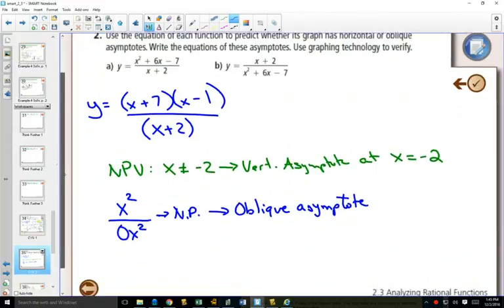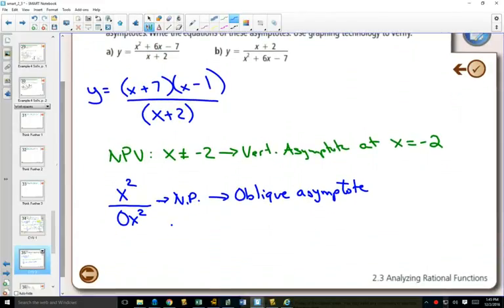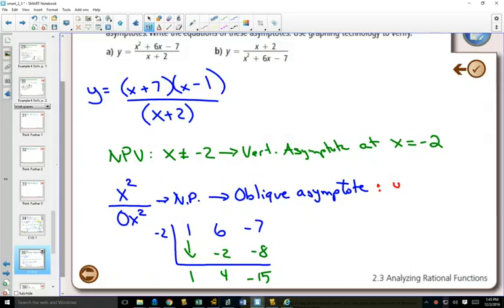How do we find the equation of our oblique asymptote? We find it by doing synthetic division. So we have 1, 6, -7. Bring down the 1, multiply, add, multiply, add. Our equation of our oblique asymptote is y equals x plus 4.